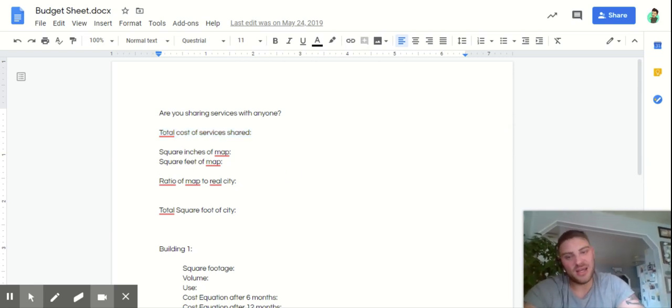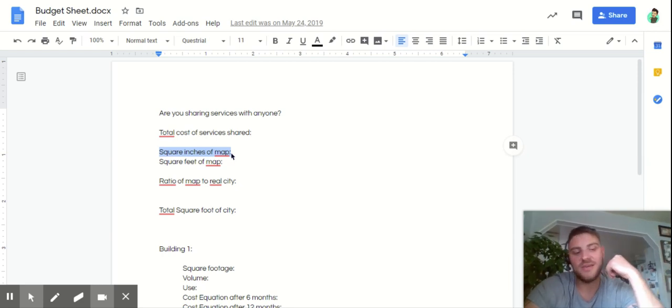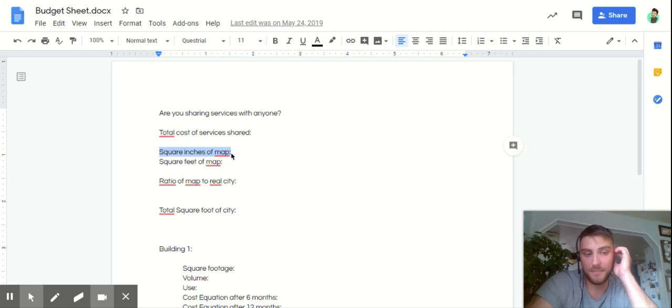Here's where you're going to get a little bit harder. You ready? You need to find the area of your map. And here's how you would do that. You need to get out a ruler and measure your paper. And then you need to multiply base times height of your paper measured in inches. So if it's 3 inches by 5 inches, that's a 15 square inch piece of map. So that's what you're doing for your map.